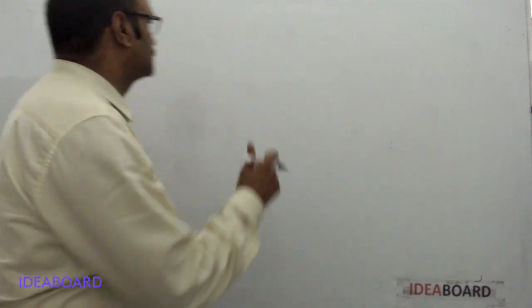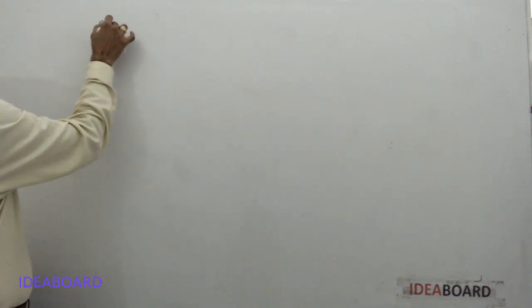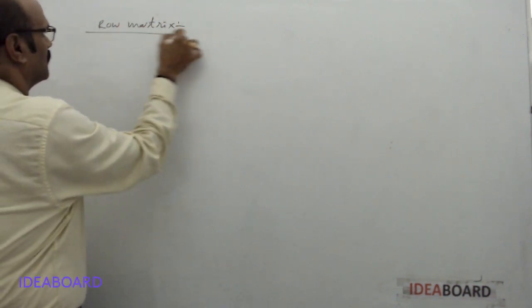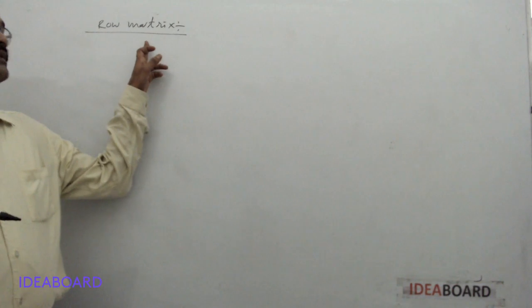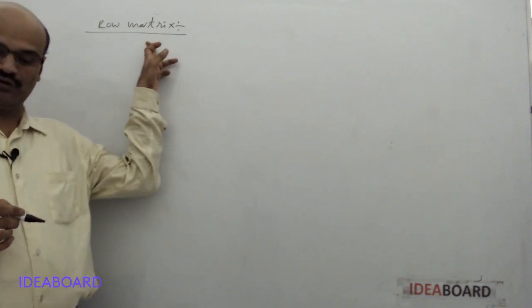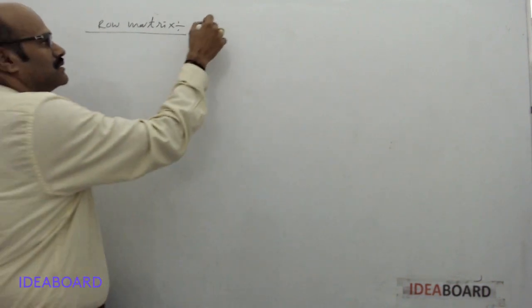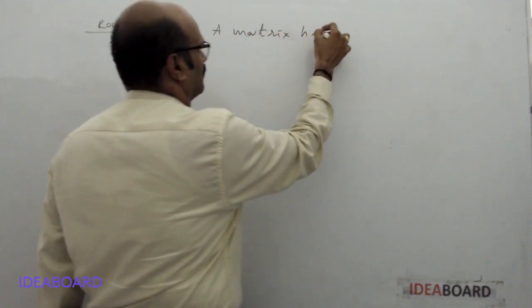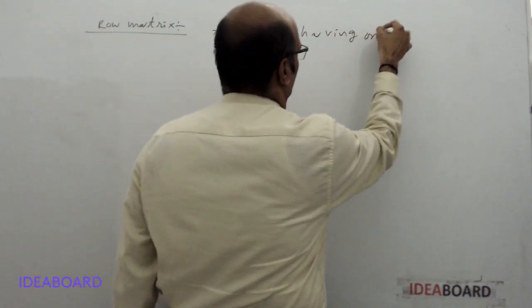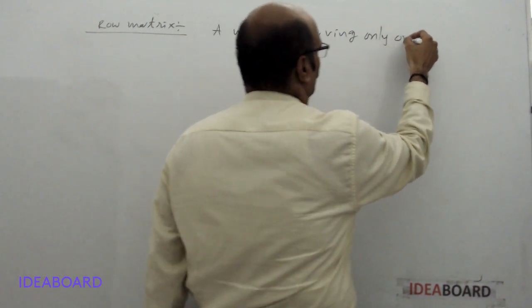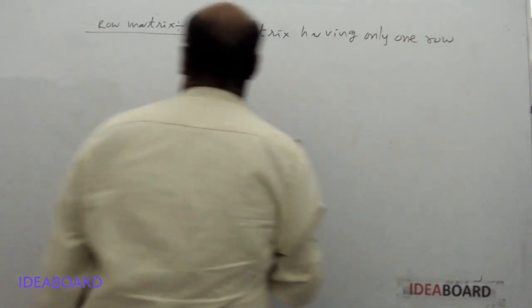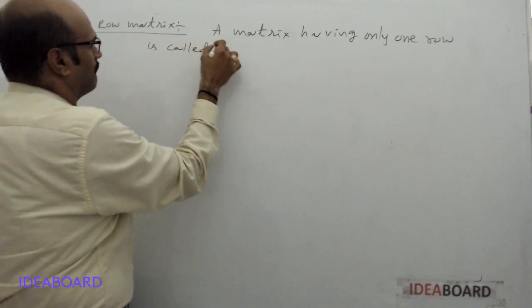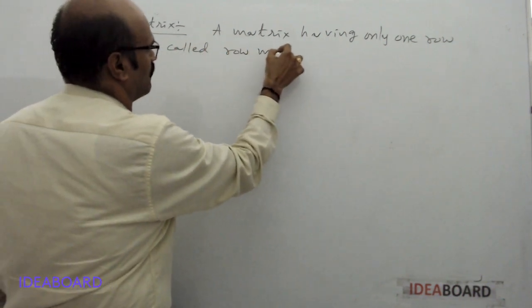Row matrix. A matrix having only one row is said to be a row matrix. A matrix having only one row is called a row matrix.